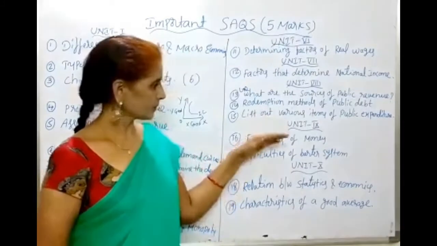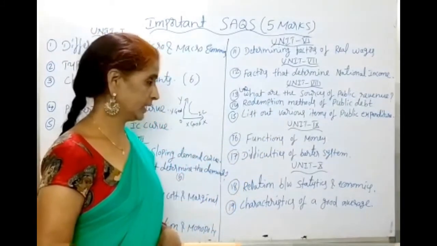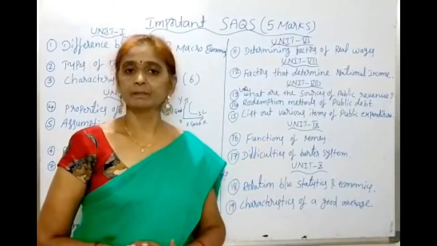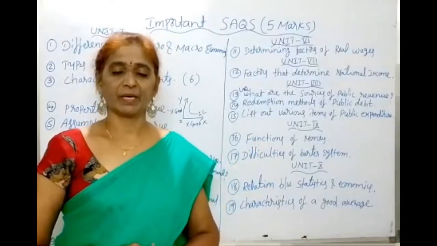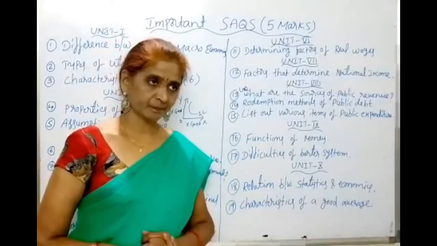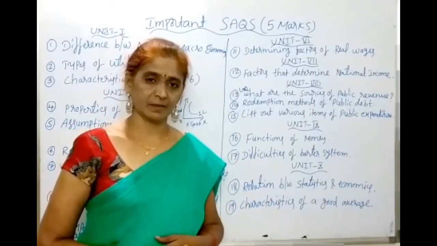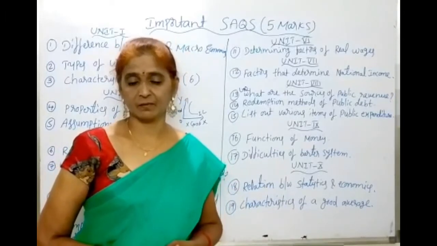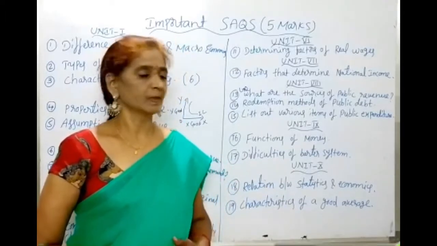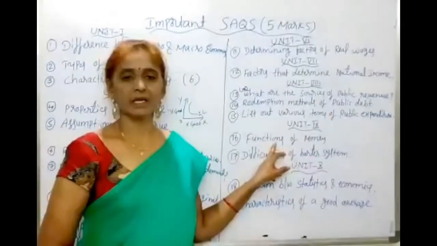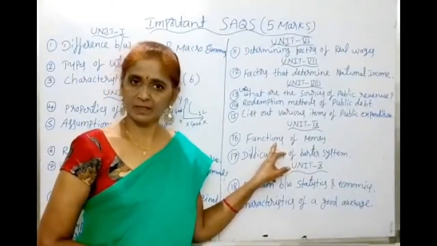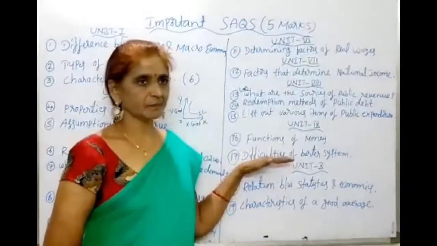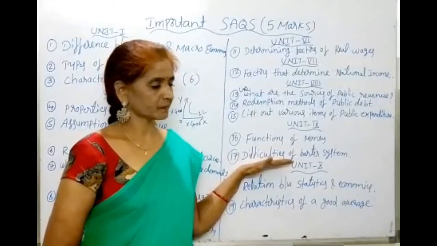Okay guys. And next, coming to the 9th unit, functions of money. Mainly 3 functions are there: primary, secondary and contingent. Sometimes they will ask the primary and secondary functions, sometimes they will ask the contingent functions of money. That is the reason children, learn the total answer, learn about the 3 types of functions of money. And next, difficulties of barter system. Okay, learn this answer also.